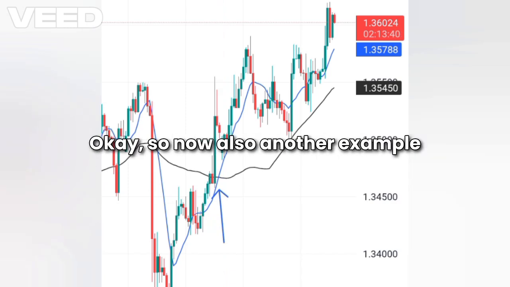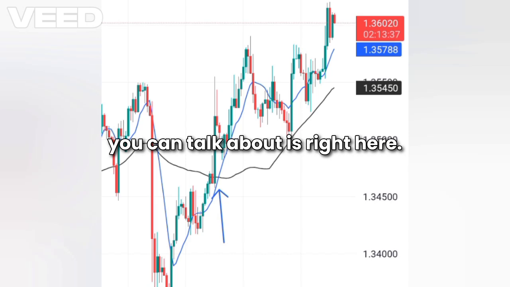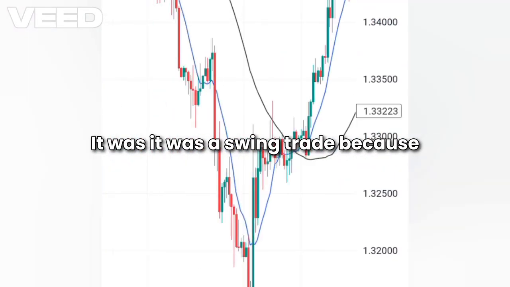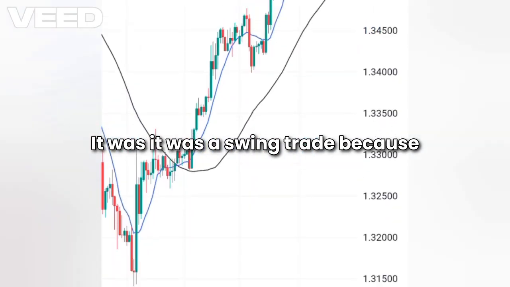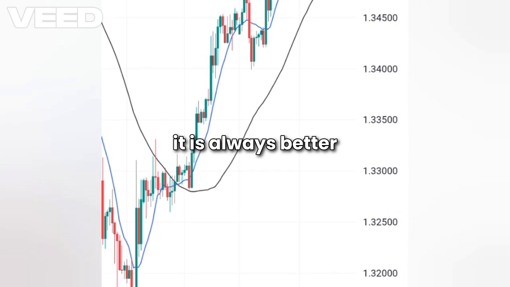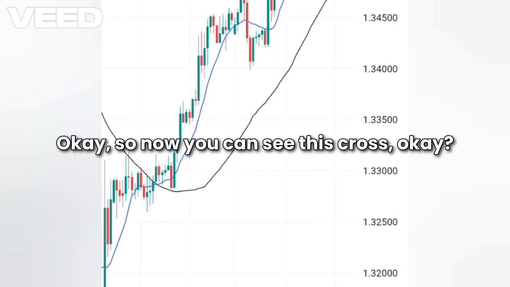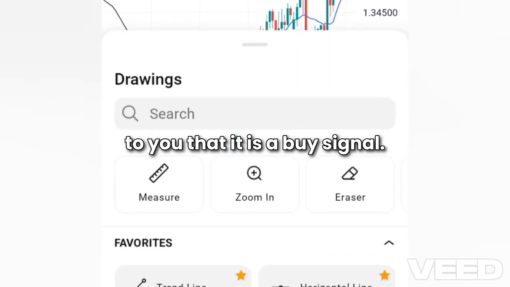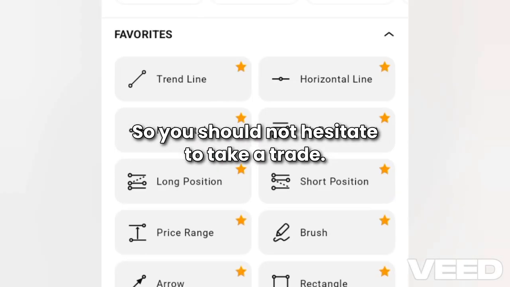Okay, so now also another example you can talk about is right here. This was a very good trade. It was a swing trade because it is always better to use it on a higher time frame. Now you can see this cross. When it crosses above, it clearly indicates to you that it is a buy signal, so you should not hesitate to take a trade.